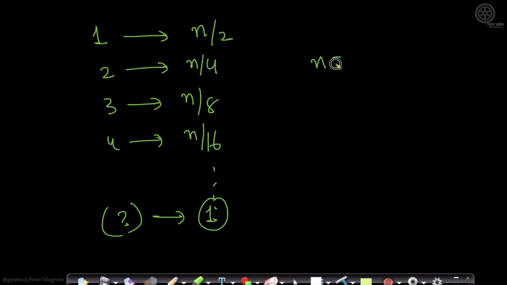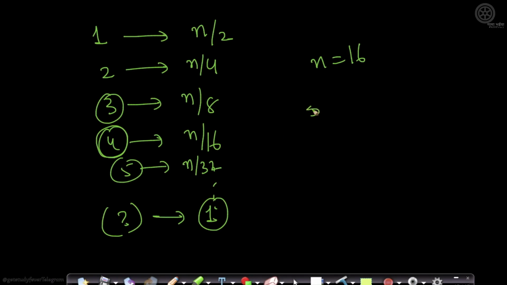So let's say n equals 16. Then at 4, this value will become 1. If n equals 8, at 3, this value becomes 1. If n equals, let's say, 32, at 5, it becomes 1. So 5 for 32, 4 for 16, 3 for 8.